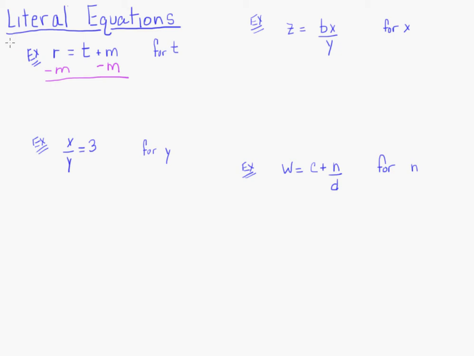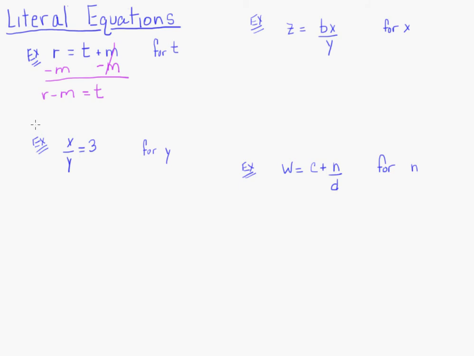R minus M, these two values cannot be combined because they're not like terms. We don't know what they are, so all we know is that they are R minus M. On this side, the M's subtract out, so what we're left with is T. And so now I have solved for T, even though I have no idea what these quantities are. So let's take a look at this one.